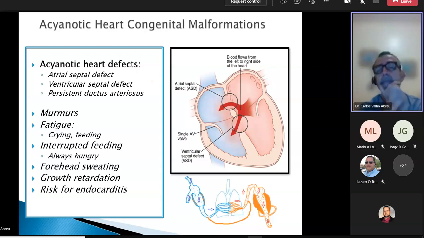In this kind of malformation, you have abnormal communication between the left heart and the right heart, and the pressure of the blood in the left heart is higher than the pressure in the right heart, and for that reason, you have an abnormal movement of the blood from the left to the right. It is going to bring problems. It's going to bring heart failure. It's going to bring overload of blood in the lungs.